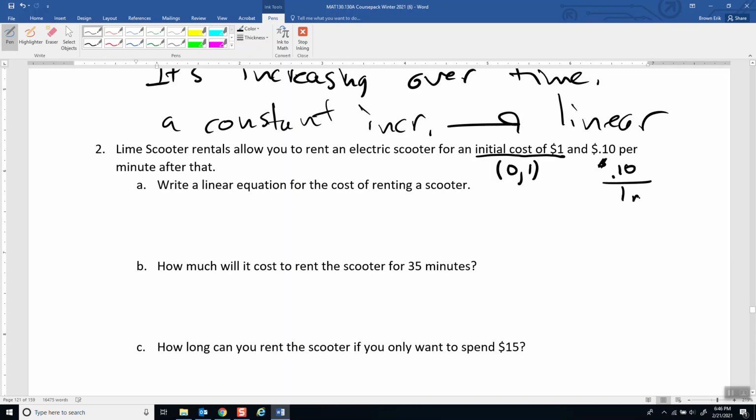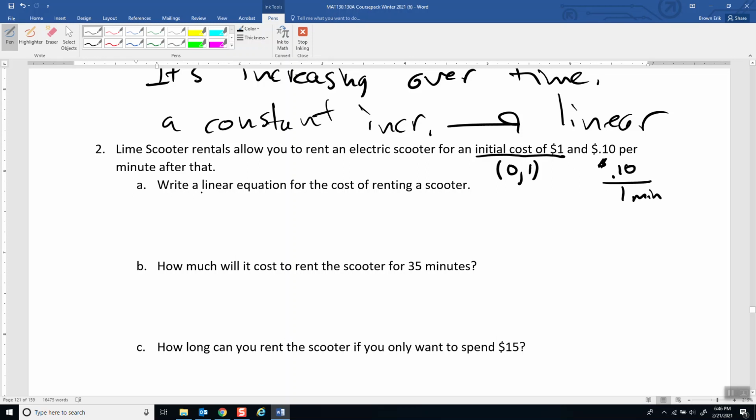per 1 minute. Now, what we have to decide is, does this represent exponential growth, decay, or linear growth or decay? So 10 cents per minute sounds like a constant change per 1 unit of time, where that unit of time is minutes. This is not a percent increase or percent decrease, which would clue us into exponential models. So this is definitely a linear model.